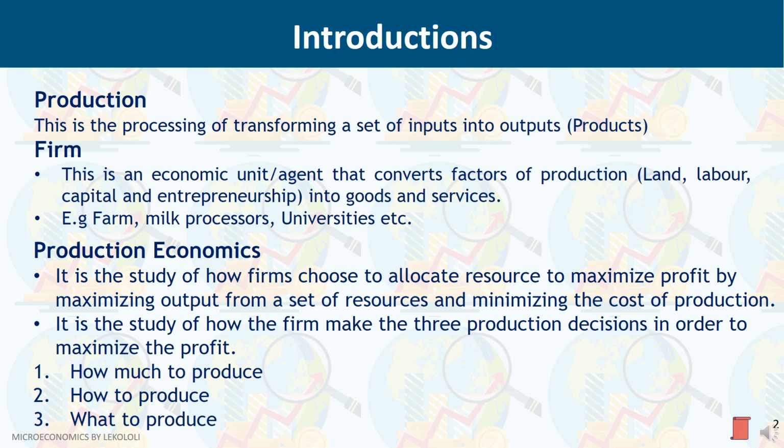How to produce. This is about finding the most cost-effective way to make things, often by using the least cost combination of inputs. What to produce. Farms need to decide which mix of products will bring in the most profit. It's like creating a winning product lineup.